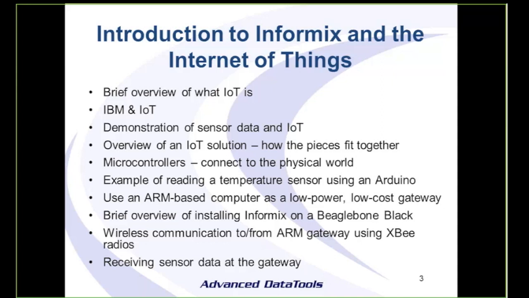I'm going to show you an example of an Arduino, which is a microcontroller board, and reading some temperature values from a temperature sensor, and then show an ARM-based computer, actually a Beaglebone, working as a gateway. Then I'm going to give a brief overview of installing Informix on the Beaglebone, and go into how we do the wireless communication using XBee radios. As I say, these are just examples of how I've done it, and I think all together they'll create a good example of Internet of Things.